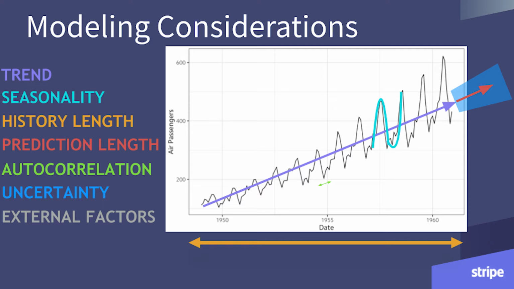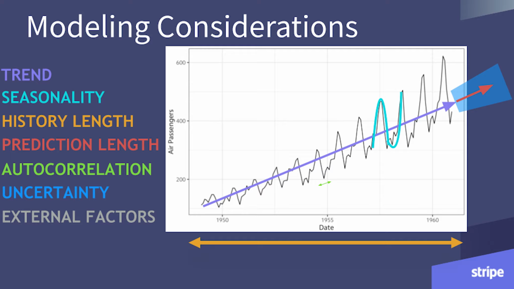So the first thing to think about is the trend in your data. Is it linear? Is it exponential? Is it somewhere in between? Or do you have more of a stable or even a decreasing trend? Understanding this aspect of your data will help you make a decision about the type of model to use.